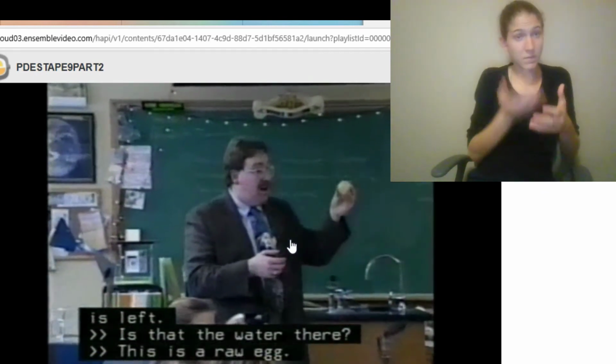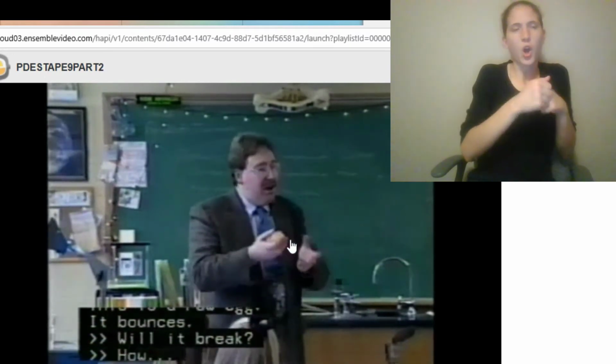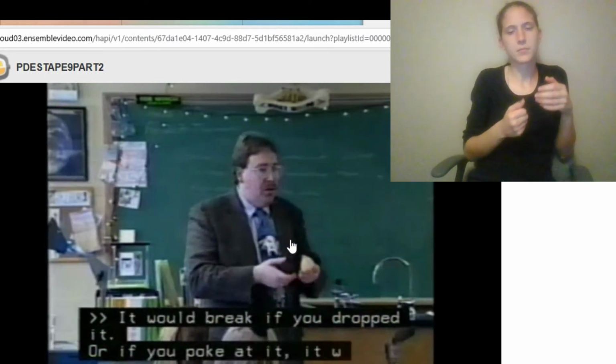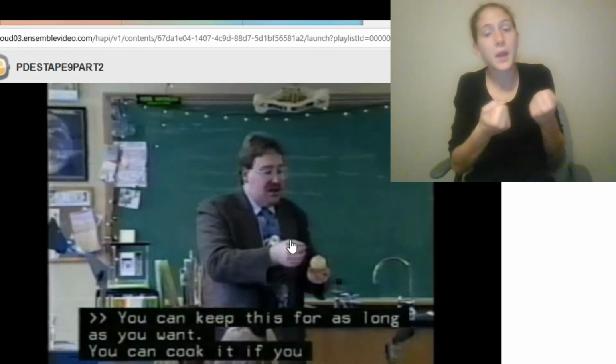This is a raw egg. This is not a cooked egg. It bounces. It would break if you dropped it, or if you poke at it, it will break. You can keep this for as long as you want. You can cook it if you want.